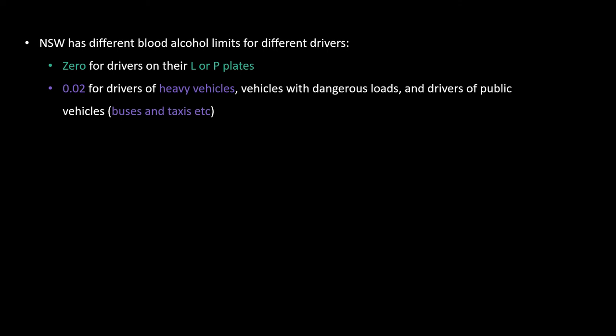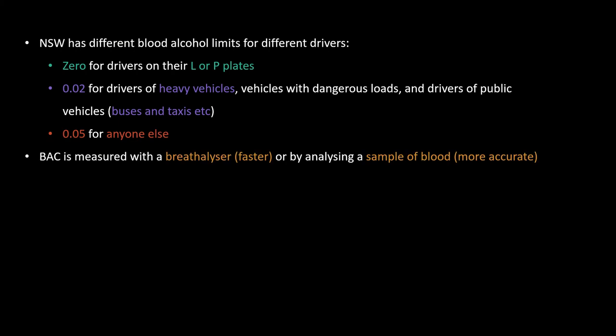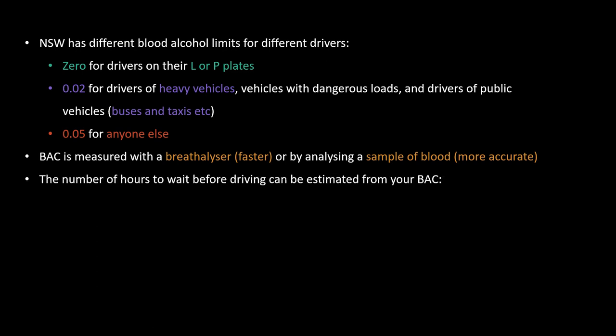So New South Wales has different blood alcohol limits for different drivers. You need a blood alcohol content of 0 if you are on your L's or P's, 0.02 for drivers of heavy vehicles, vehicles with dangerous loads, and drivers of public vehicles, buses and taxis. And for everybody else, it's 0.05. Blood alcohol content is measured with a breathalyzer, which is faster, or by analysing a sample of blood, which is more accurate. The number of hours to wait before driving can be estimated from your BAC.